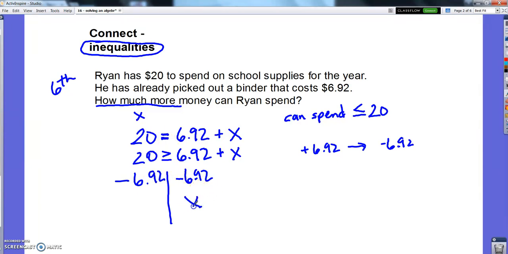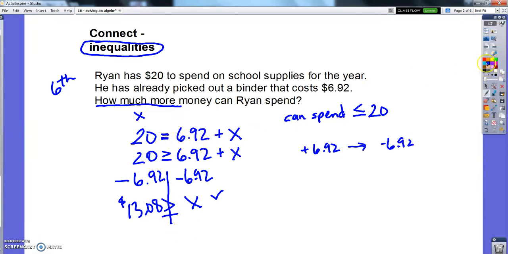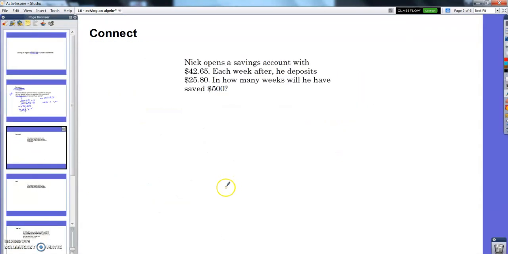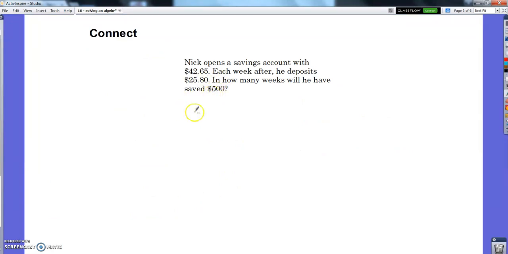And that tells me that x can be anything less than or equal to what? Let's see, 20 minus 6 is 14, $13.08, I think. So as long as he spends less than or equal to $13.08, he's okay. So that's an inequality. It works just like an equation, but we're worried about the sign here, less than or equal to. So this tells me x can be anything less than or equal to 13.08.